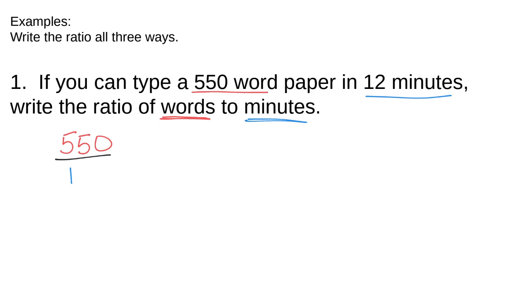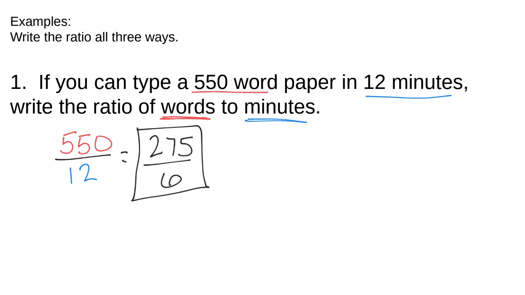for 12 minutes. Now, just like in all math, if we can reduce, we should. And this will reduce, so we can reduce this down to 275 over 6. And that is one way to write the ratio. We have to write it the other ways as well. We're going to use that reduced fraction to do it though. So we're going to write 275 to 6.